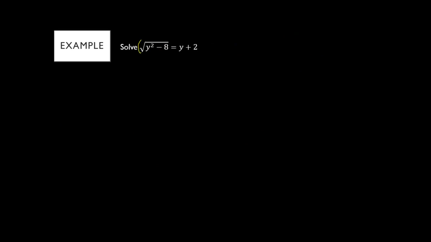So we already have it solved, so we just need to square both sides. And so on the left, when we square, we cancel out that square root, we get y squared minus 8. On the right, you need to FOIL, because we have y plus 2 times y plus 2, we're squaring that whole thing out.